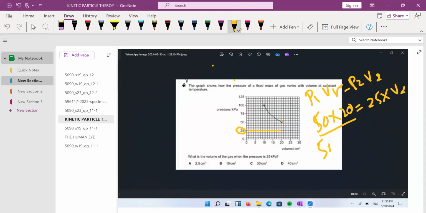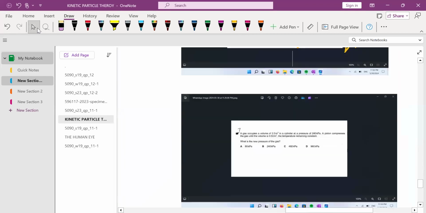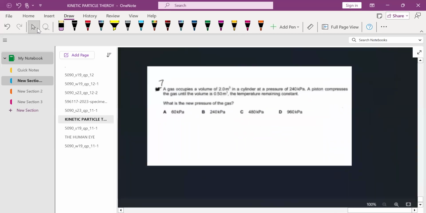So 50 into 20 divided by 25 equals V2. 25 ones are 25, twos are 50, so 40. So 40 is the correct answer for question number 4, which is option D. Then let's move towards question number 5.